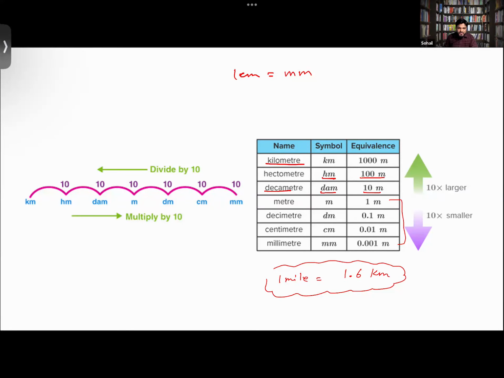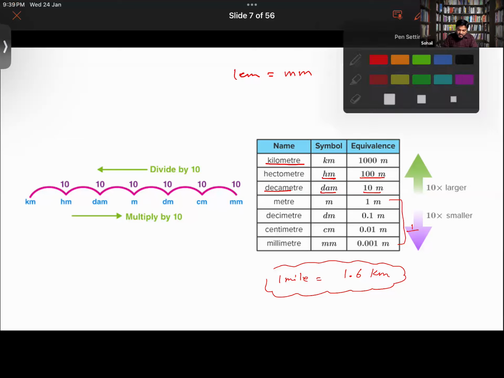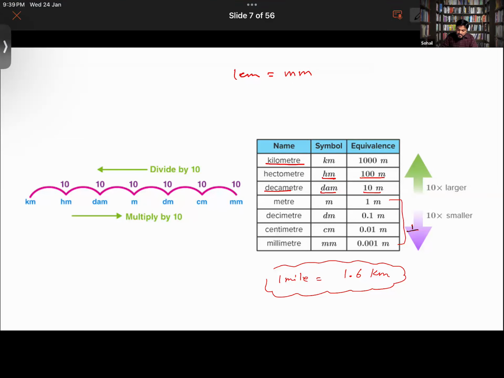Let's practice some questions, then we will move further. In the given table, you can see that 1 decimeter is 0.1 meter, so decimeter is 1/10 of a meter. Centimeter we can write as 0.01 meter, or 1/100th of a meter. Isn't it, Abu? Yes, sir, 1/100th.